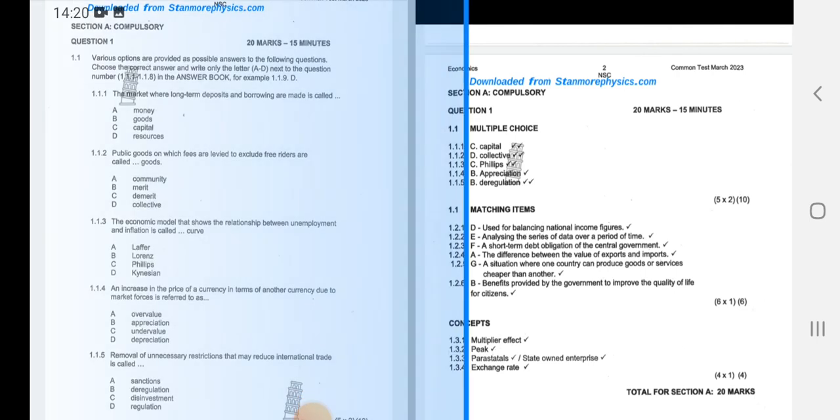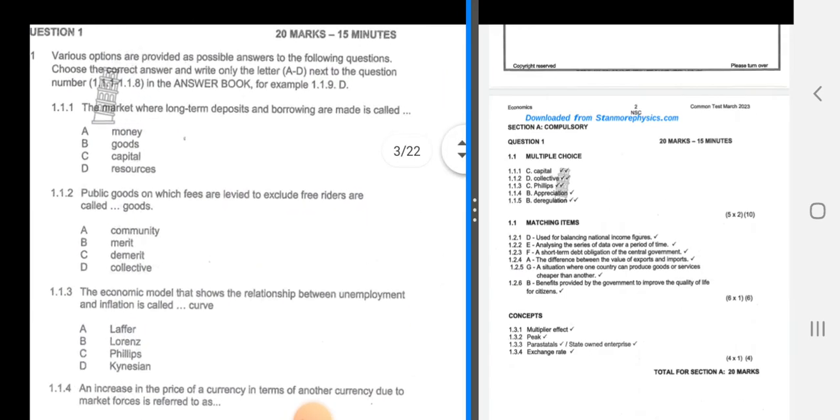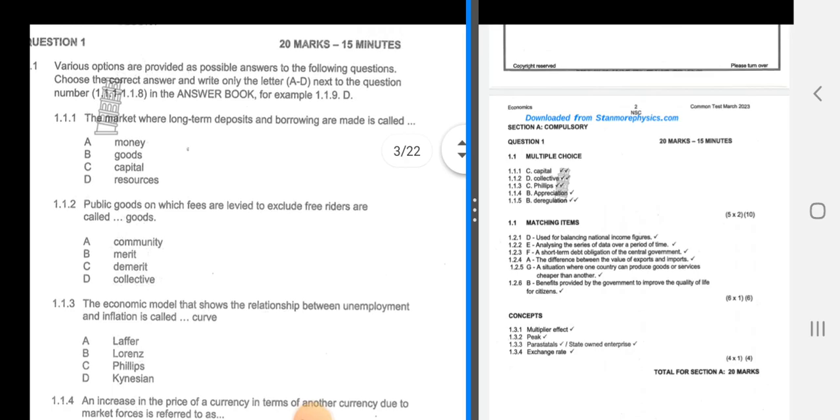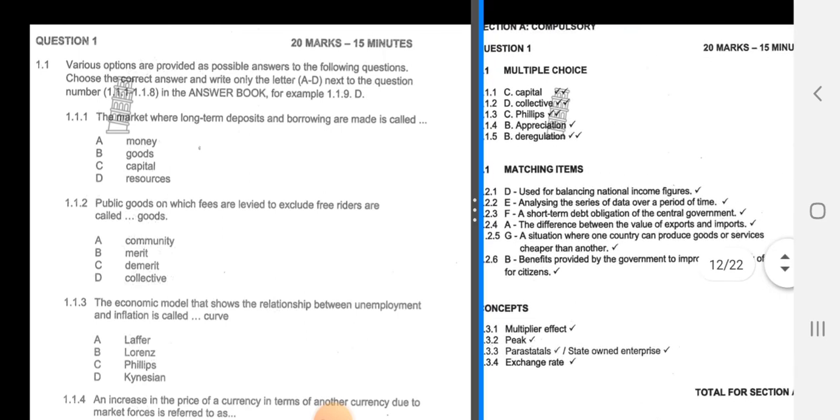Let's do this to make the questions bigger. So various options are provided as possible answers to the following questions. Choose the correct answer and write only the letter next to the question number in the answer book. So question 1, 1.1.1 says, the market where long-term deposits and borrowings are made is called.